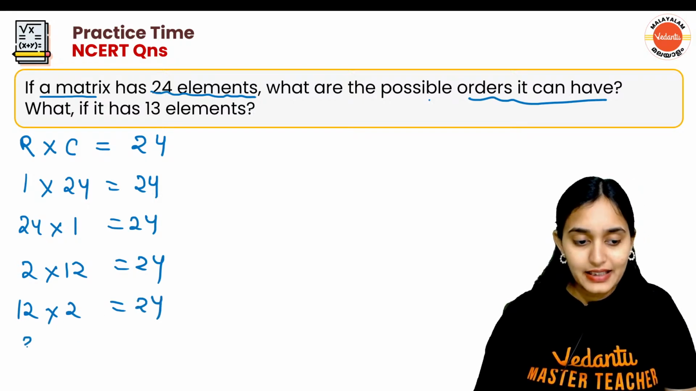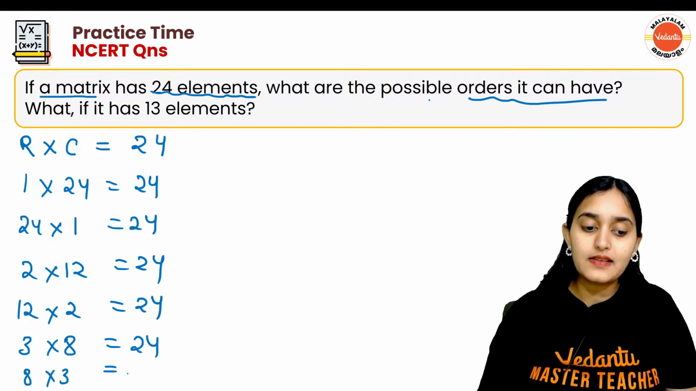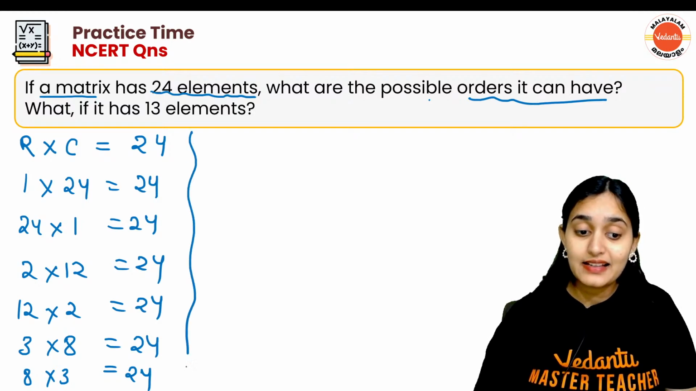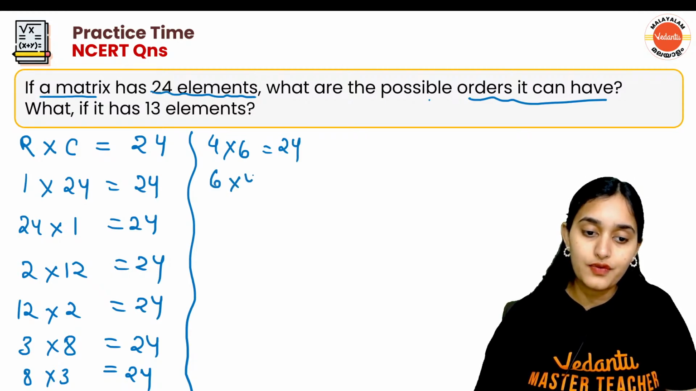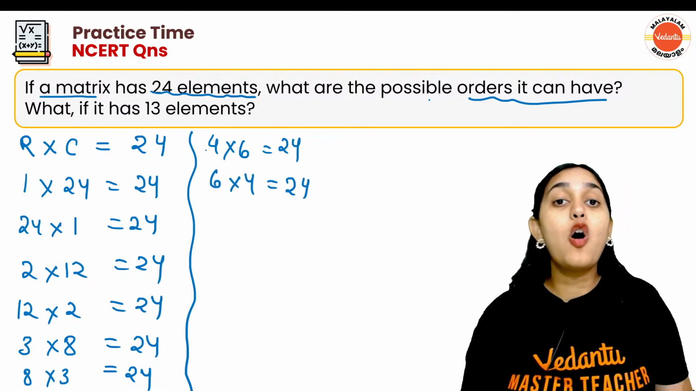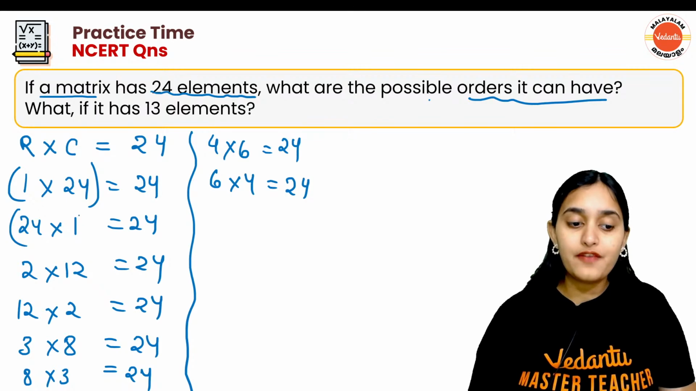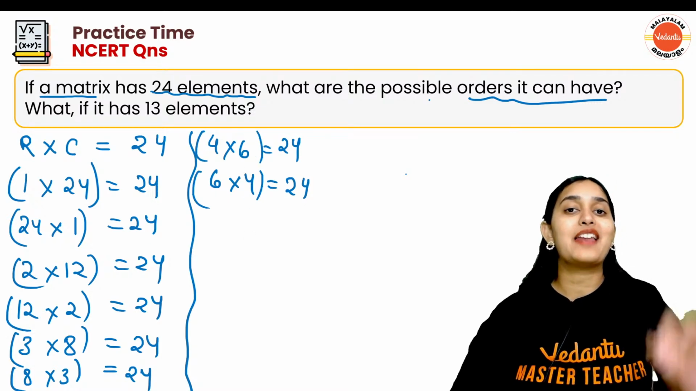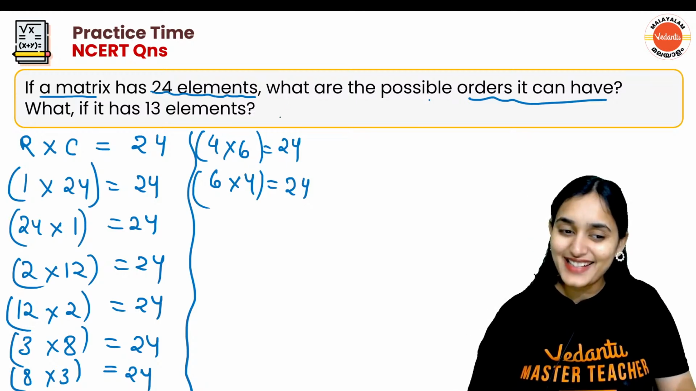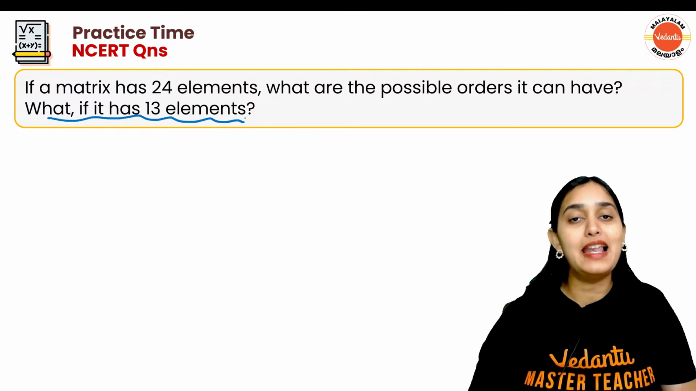What else? 3 into 8 is 24. 8 into 3 is 24. Anything else? 4 into 6 is 24 and 6 into 4 is 24. So the order of the matrix can be 1 by 24, 24 by 1, 2 by 12, 12 by 2, 3 by 8, 8 by 3, 4 by 6, 6 by 4. All of these can be the order of the matrix. Understood? Now similarly they are asking, what if it has 13 elements?